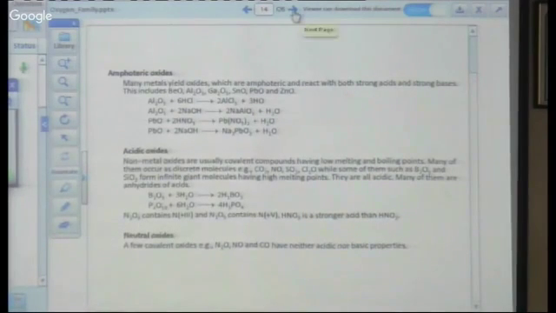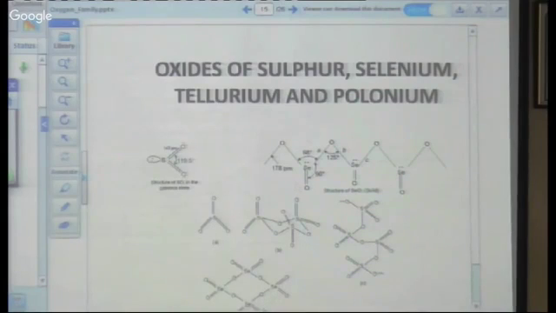Neutral, you always know that neutral are only 1 or 2 nitrogen and carbon oxides. Okay? Here, these structures we have already completed. Selenium structure, sulfur.